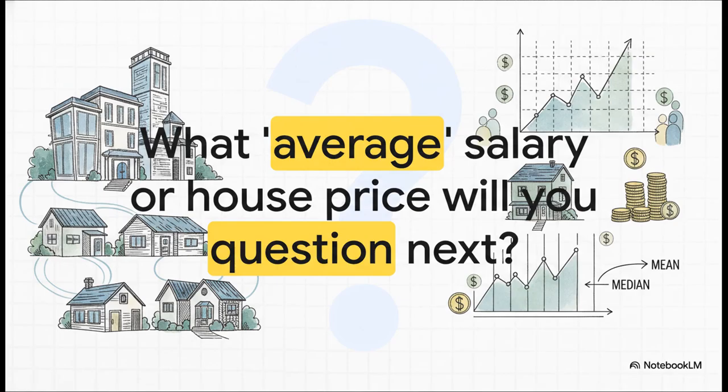So from now on, when you see a headline about the average salary or the average price of a house, you'll stop and ask, wait, which average are you talking about? The mean or the median? Because if there are a few billionaires or mega mansions in the mix, that difference changes the entire story. Now that you know the secret, what average will you question next?